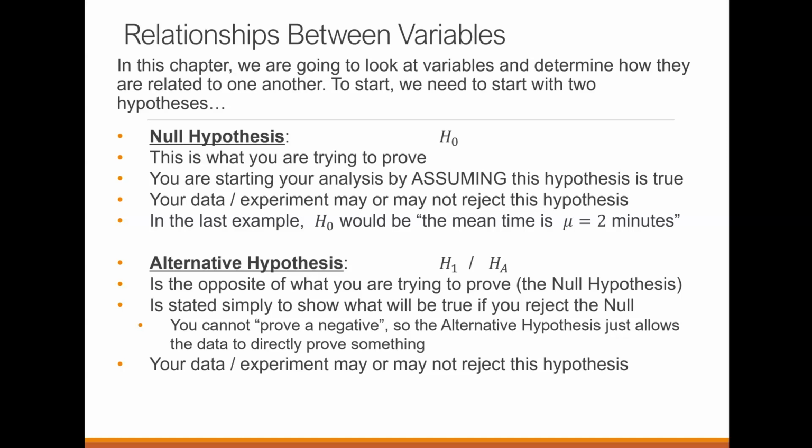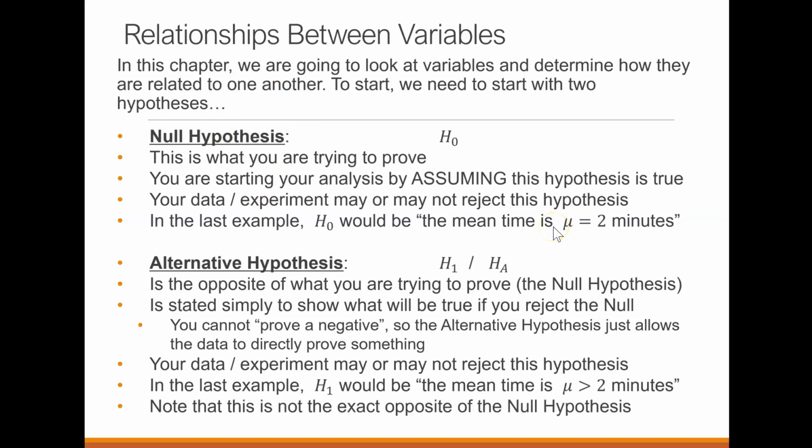Now, you can't prove a negative, so the alternative hypothesis just allows the data to directly prove something. Your data or experiment may or may not reject this hypothesis. So in the last example, our alternative would be that the mean time for that new graphic card installation is really greater than 2 minutes. Everybody's okay with that?